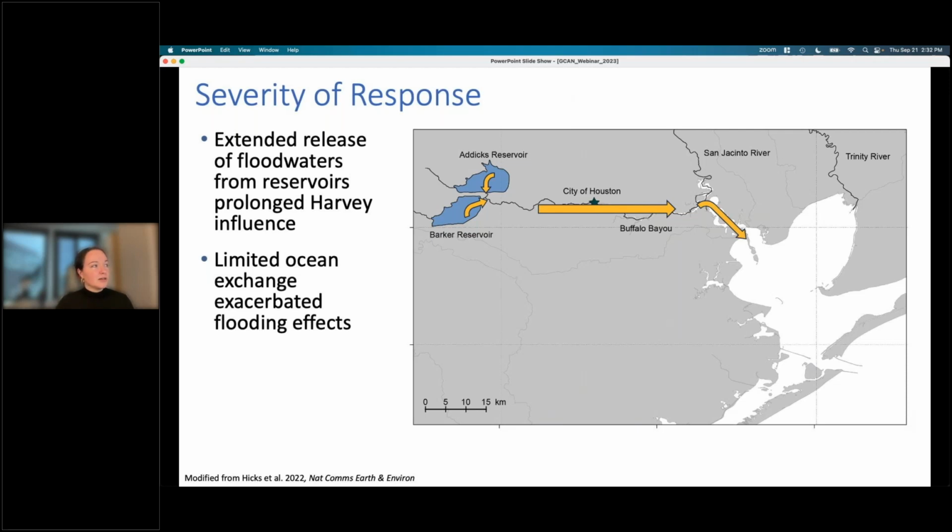These extended freshwater releases continued for more than a month after the storm, essentially extending the potential effect and influence of Hurricane Harvey stormwaters on the bay water chemistry. So this extended floodwater release likely prolonged this post-Harvey acidification response in the bay ecosystem.